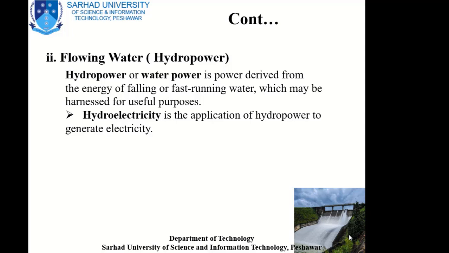For example, if you have ever seen the Ghazi Brota project, it has a certain slope, and the water runs down the slope, which is fast running water, which has a huge kinetic energy. So that energy, that speed, of the fast running water or the falling water may be harnessed for useful purposes. So hydroelectricity is actually the application of hydropower to generate electricity.